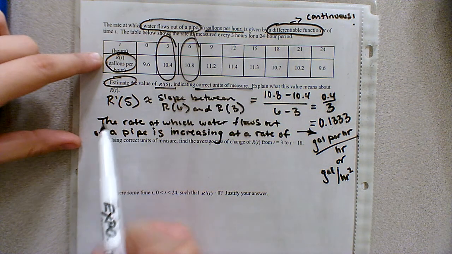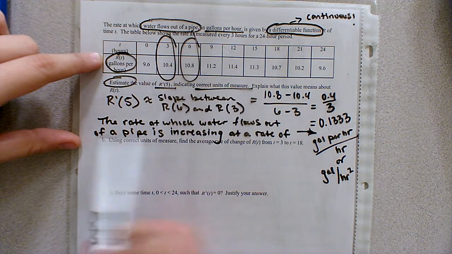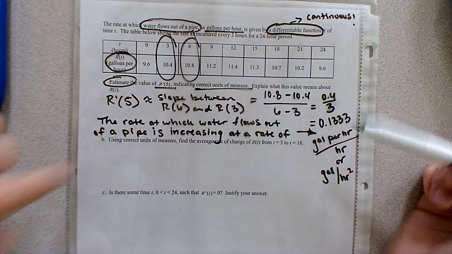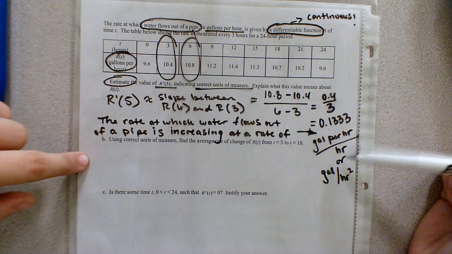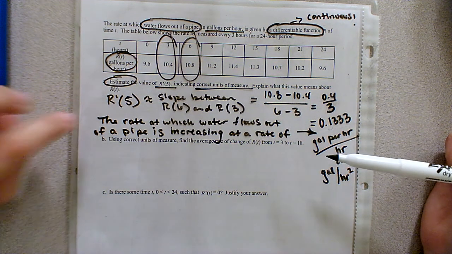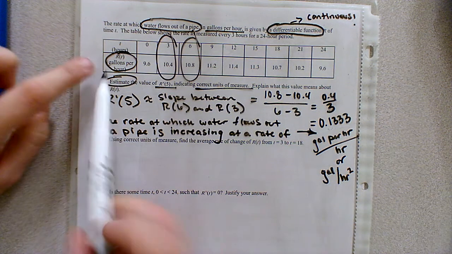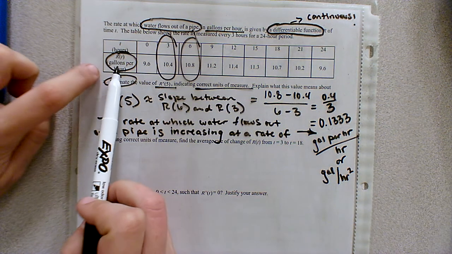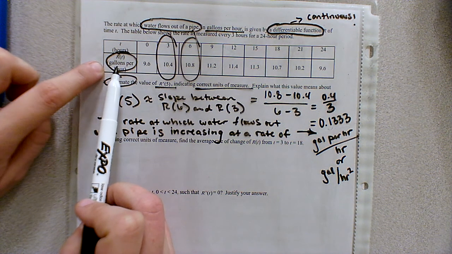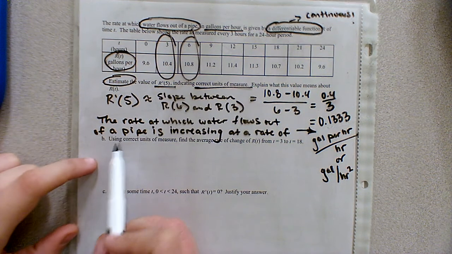So whatever the function represents, the rate at which water flows out of a pipe is increasing or decreasing based off of your value, and then you have the rate itself and then the units of measure. Okay, kind of a throwback question, but this one was a little bit different because the function that we're dealing with was actually a derivative function, even though they didn't essentially label it that way. All right, moving on to B.